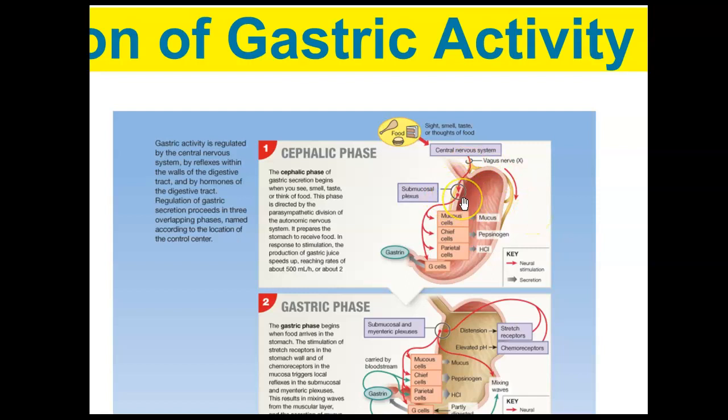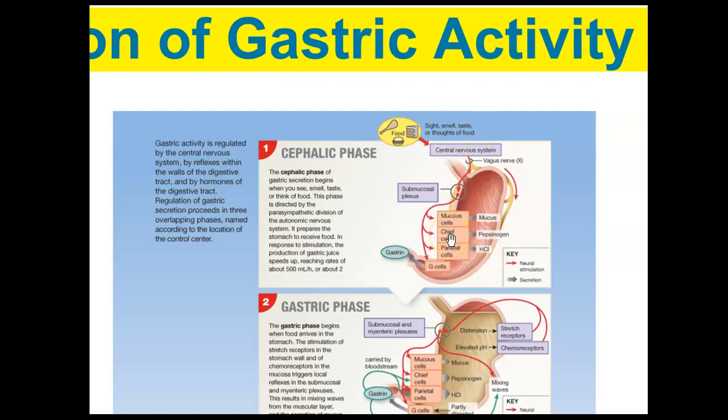the submucosal plexus to begin producing mucus, and to begin the secretions of all of the cells, the chief cells, parietal cells, and G cells of the stomach. Now, the G cells produce gastrin. So the secretion of gastrin by the stomach is going to actually start when you see, smell, taste, or think of food.